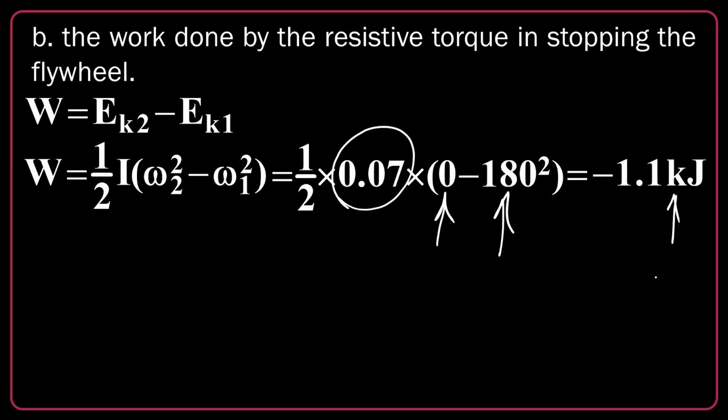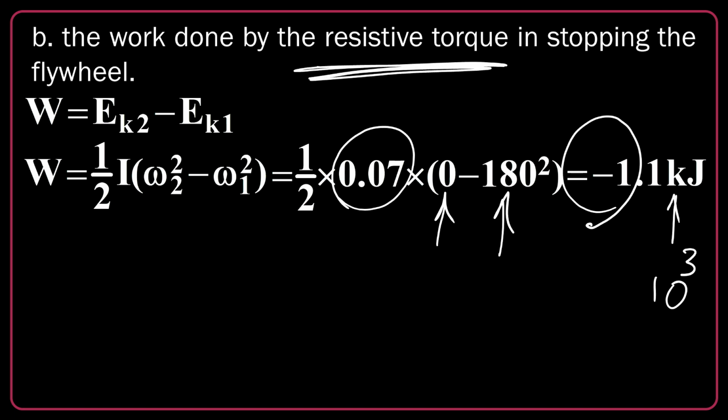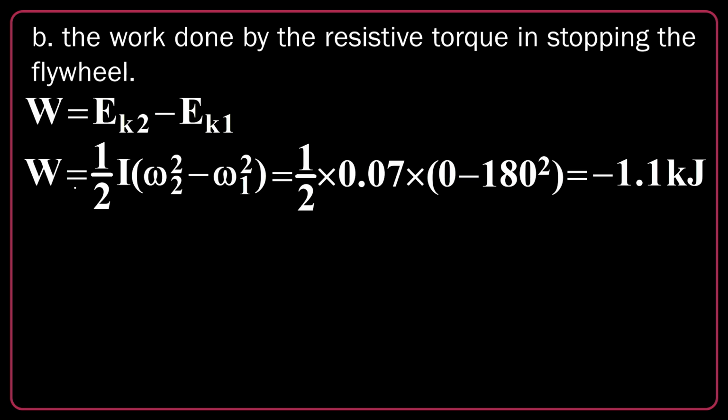I have saved a 10 to the 3 here for kilo. Why is this negative? Because this is a resistive torque. And systematically, the wheel decelerates. So it's going to stop. So the resistive torque must cause a reduction in kinetic energy. So the final kinetic energy must be less than the initial. So it must be negative.